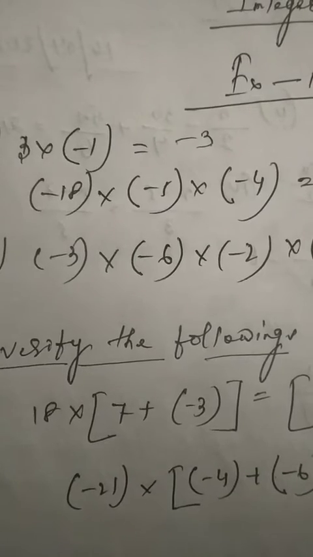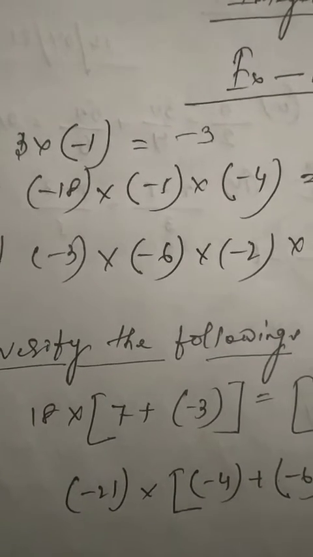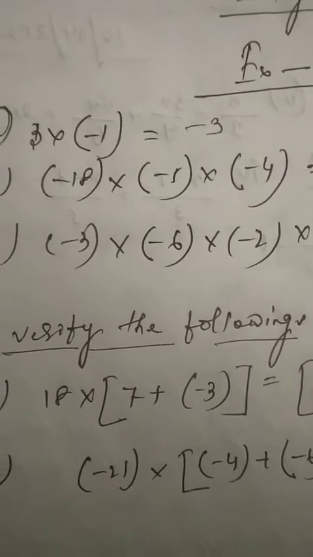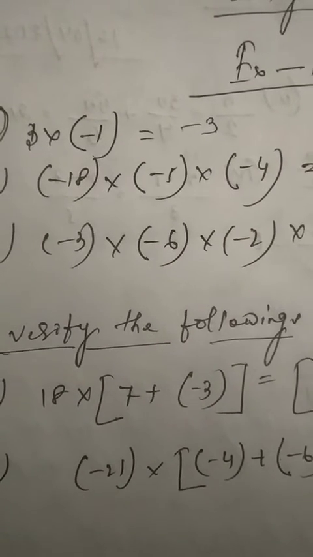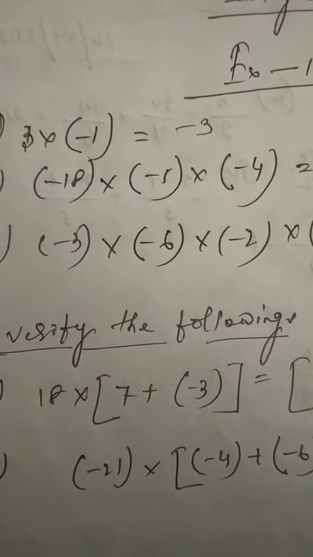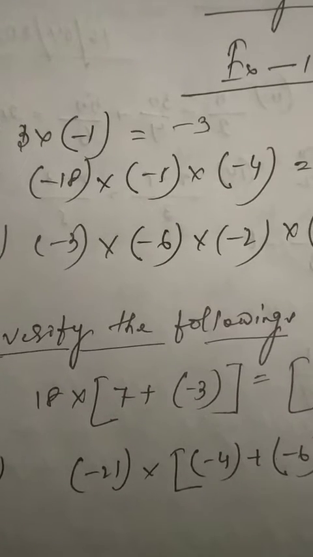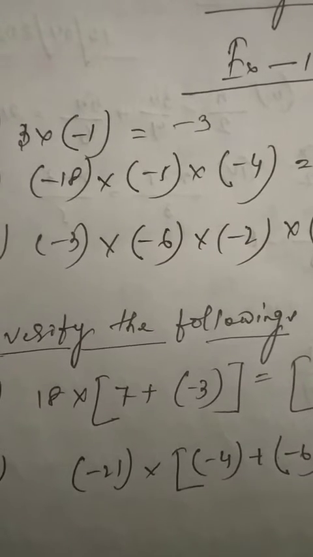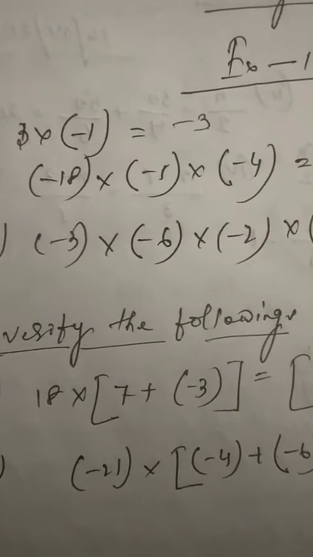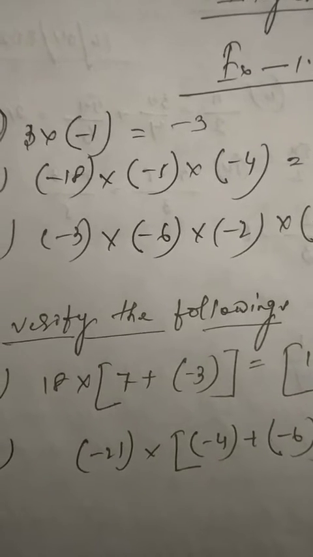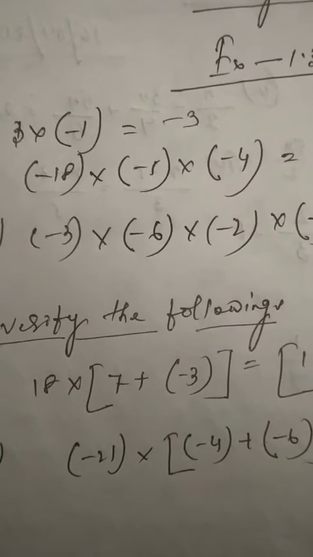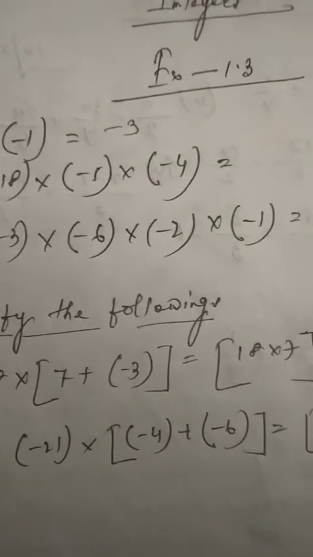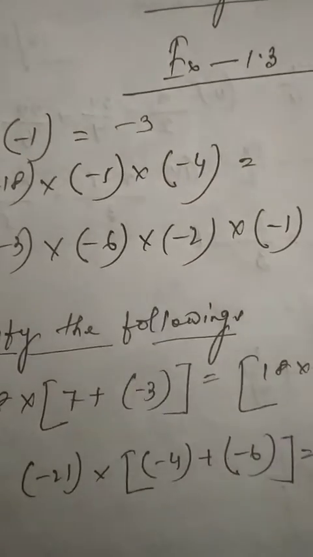Next is minus 18 into minus 5 into minus 4. In this multiplication, we have to find the product of these three numbers. Here, as we can see, there are three negative numbers. Whenever we have an odd number of negative signs, the result becomes negative. If there is an even number of negative signs, it becomes positive.